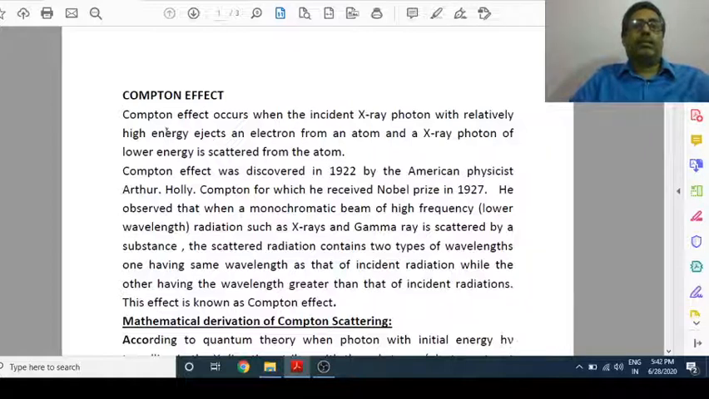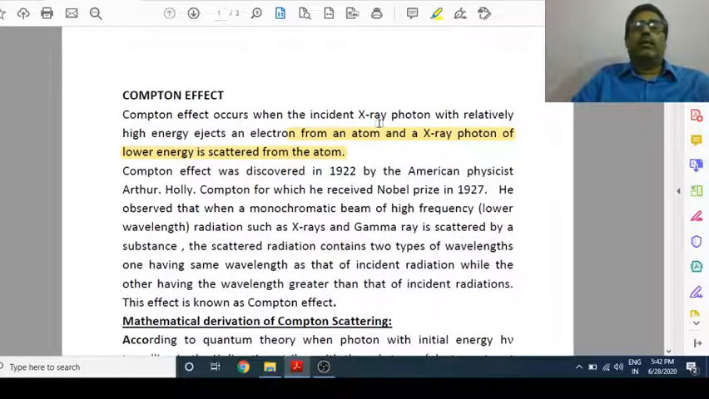So let us see from the very beginning. Compton effect occurs when the incident X-ray photon with relatively high energy ejects an electron from an atom, and an X-ray photon of lower energy is scattered. Here energy is equal to h nu. H is called Planck's constant. Nu is called frequency. So energy depends upon frequency because h is constant. And there is an inverse relation between frequency and wavelength.